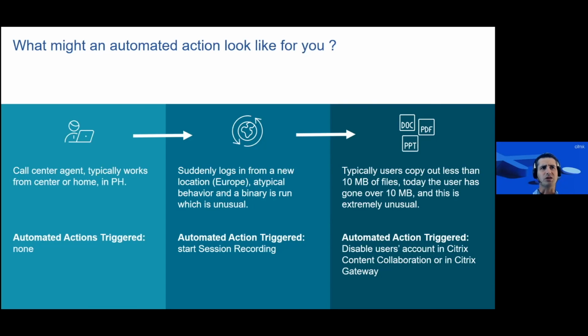And then we also start noticing that the user would typically only copy about 10 megs of data. But today the user's gone over the 10 megs, and this is very unusual based on their typical profile. So there we can configure an automated action to actually disable the user's account so that they can no longer download files and block them from accessing their applications and desktops. So that's just a very simple example.